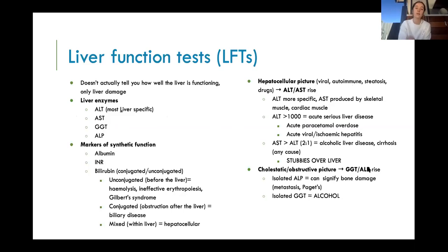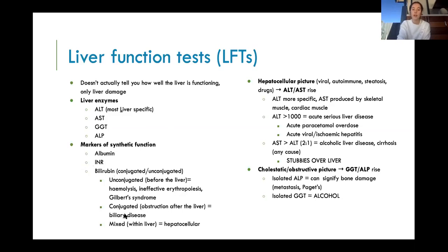And then you also have other markers of synthetic function, so that's like your proteins. So you measure albumin, you can measure your INR, which is your clotting times, because it produces clotting factors. And then you can also measure bilirubin, and that's kind of telling you the function, if it's being conjugated by the liver or not. So if you've got high unconjugated bilirubin, then it's going to be something before the liver. So you've got extra bilirubin that the liver can't keep up with, so mostly like hemolysis.